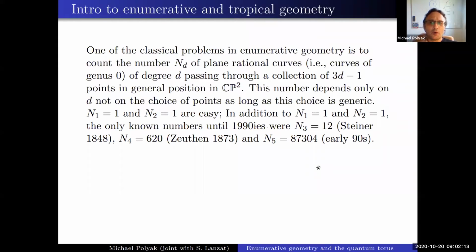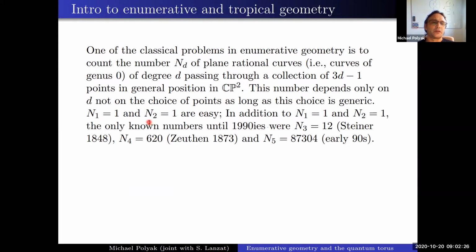So what was known until the 90s was, well, an obvious thing for degree 1, which is just the number of lines through 2 points, and then the number of conics through 5 points. But then there were, of course, 19th century results about the number of cubics, and then degrees 4 and 5 already as late as just the 90s.